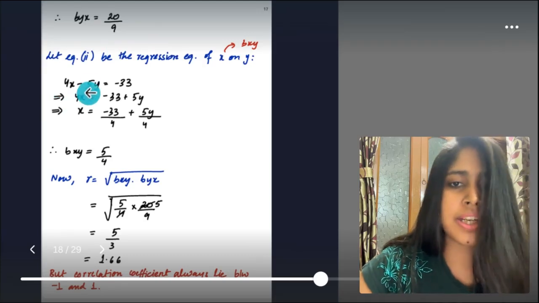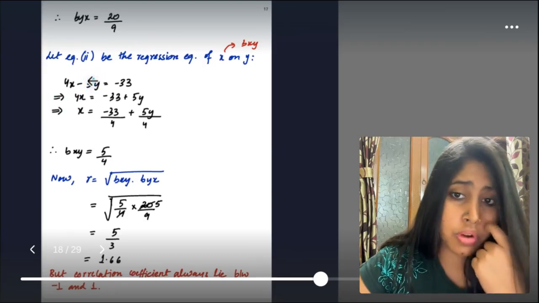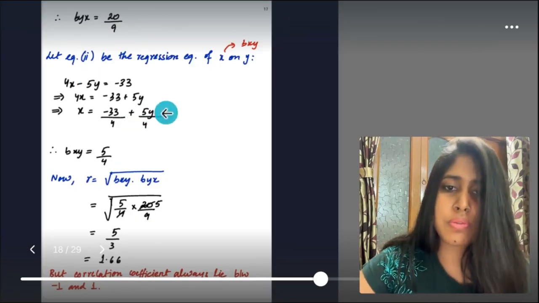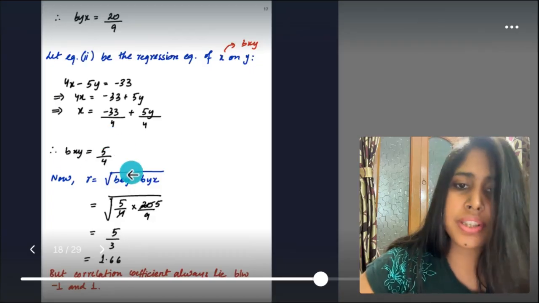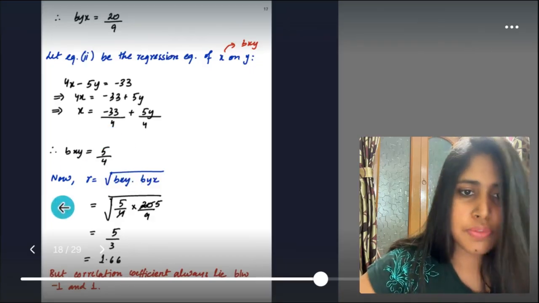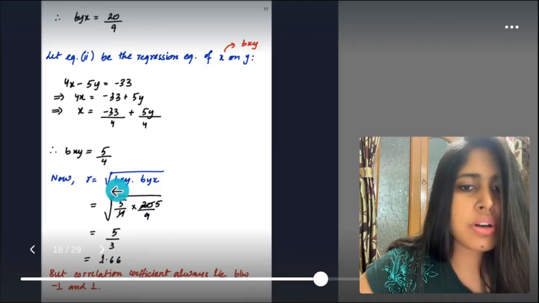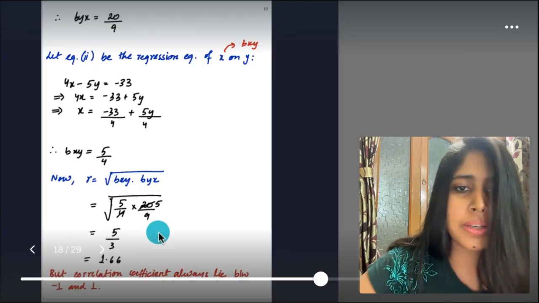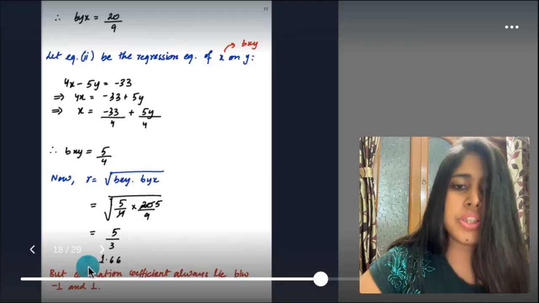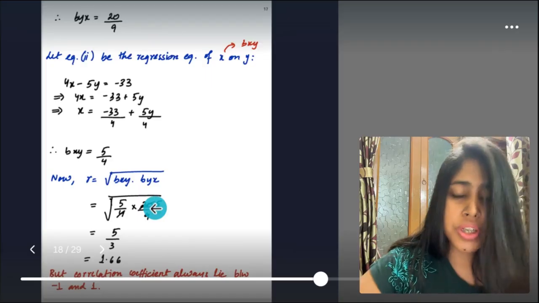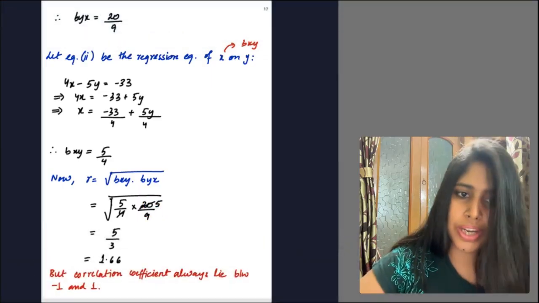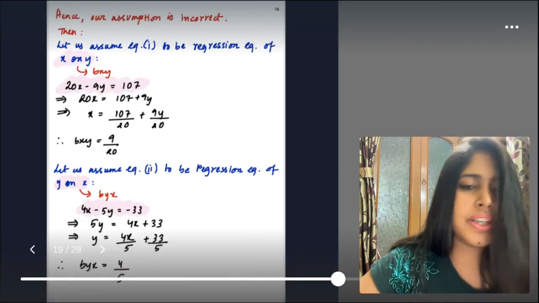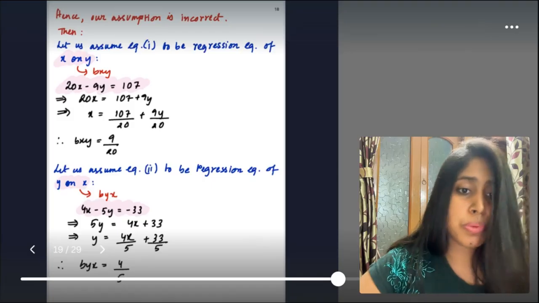Now let equation 2 be the regression equation of x on y. Then we need to find bxy. So what is the coefficient of y here? 5 by 4. So bxy is equals to 5 by 4. Now let us check if we did it correct. r is equals to root over bxy into byx is equals to root over 5 by 4 into 20 by 9, which is equals to 5 by 3, which is equals to 1.66. But the correlation coefficient always lies between minus 1 and 1, and here our answer is greater than 1, so our assumption is basically incorrect. So how do we proceed after that?